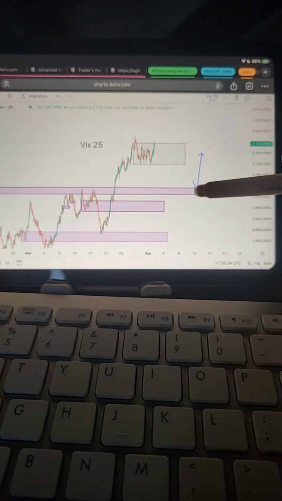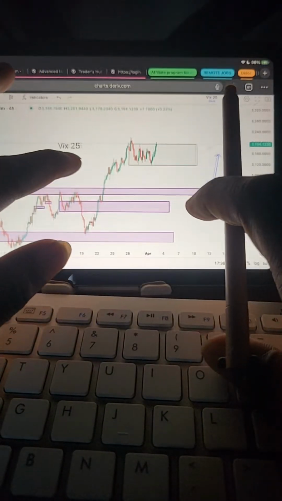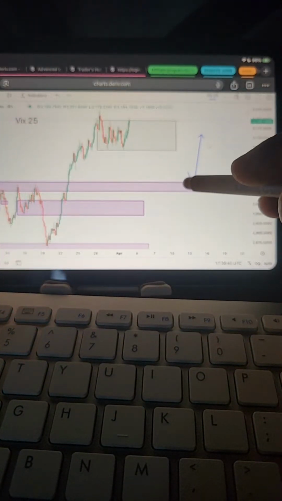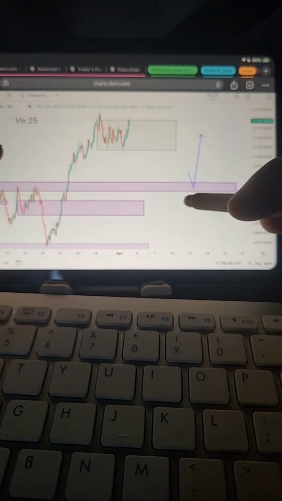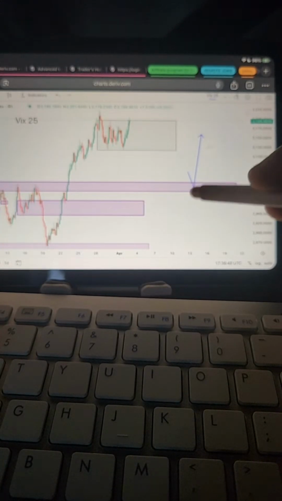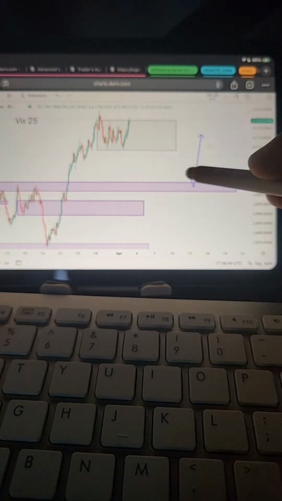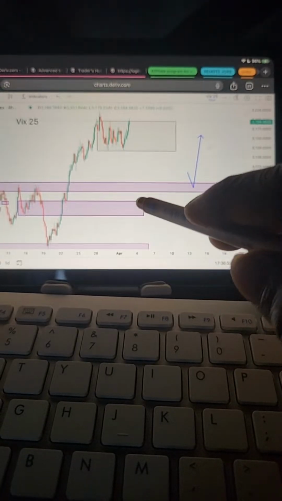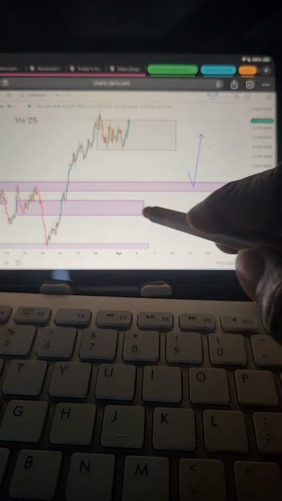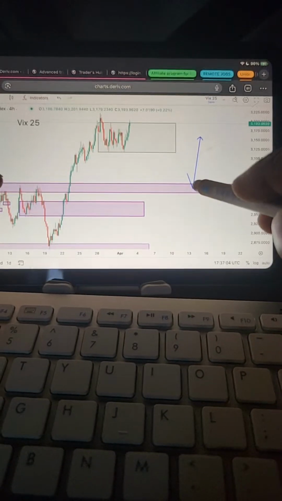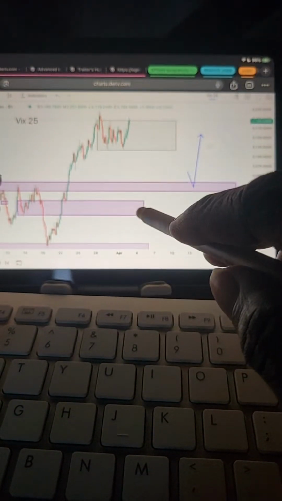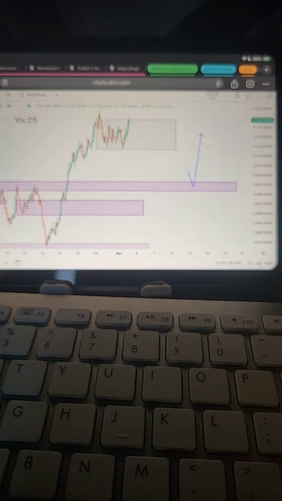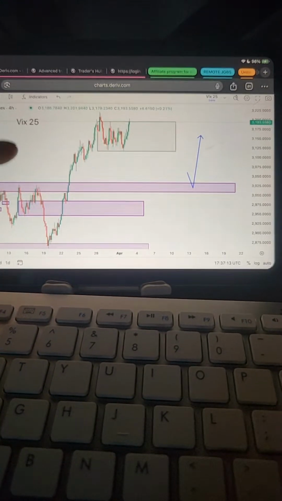And I'll be taking my entry from around here, but I'm not going to be entering blindly, guys. When price gets to this zone, there is a certain candle formation that I want price to show me around here before I will take the buy. If price does not give me that confirmation here, I will not take any trade. So this will now be my second area of interest. If this place does not hold price, then this place will definitely hold price. So that is basically what I'm anticipating on Volatility 25.